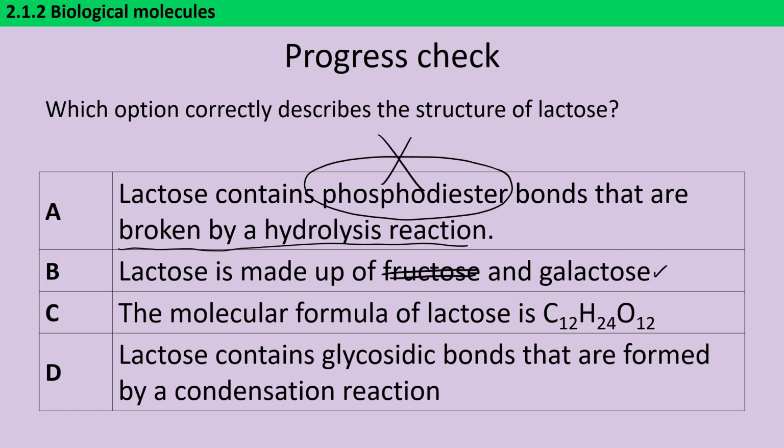C, the molecular formula of lactose is C12H24O12. Well, that would be true, but we know that when lactose forms, we're going to lose that water molecule. So actually, this should be H22 and O11. And then that leaves us with lactose contains glycosidic bonds, much better, that are formed by a condensation reaction, and we like that as well. So our correct option is option D.